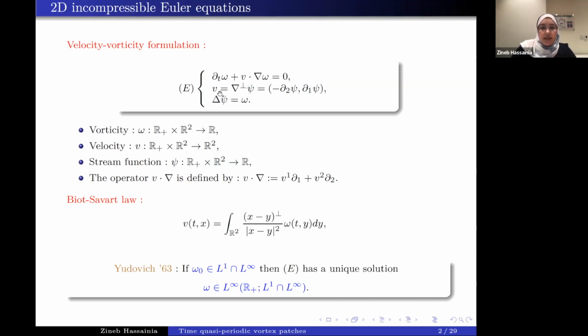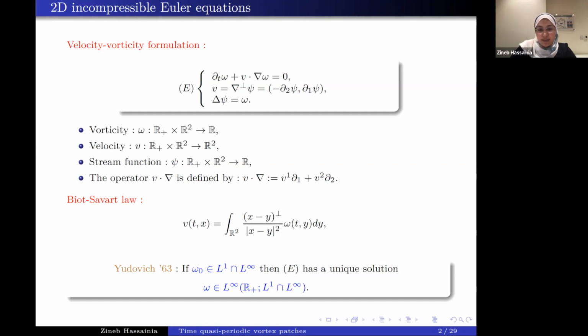So it can be expressed as the gradient perp of some stream function psi. And since omega is the curl of V, by applying the curl to this identity, we can relate psi to omega through this Poisson equation. And by a simple assumption of the decay of omega, we can determine psi and recover the velocity by means of the Biot-Savart law.